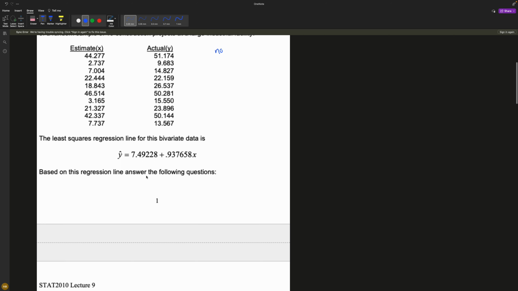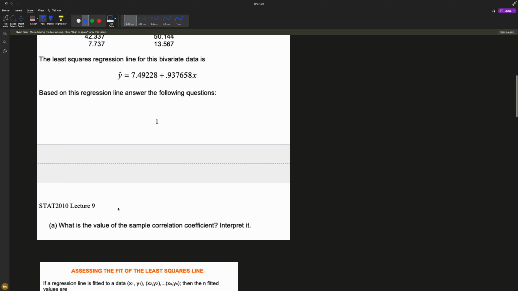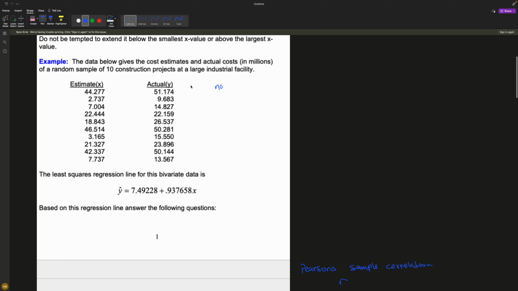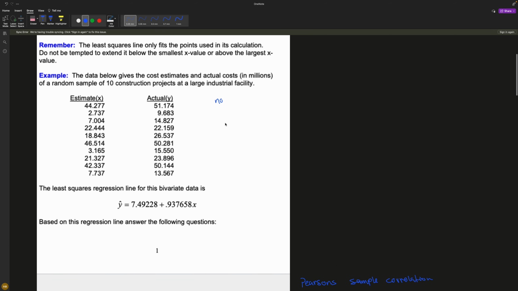The other thing here, it says, based on the regression, answer the following question. What is the value of the sample correlation coefficient? So that's Pearson's sample correlation. Oh my God, why am I writing this? It's basically variable R, okay? So we spoke about how to get variable R before. Remember, for variable R, you do, I believe, something like SXY over SXX. Don't take me for this, it's in the equation sheet, so make sure you check it.